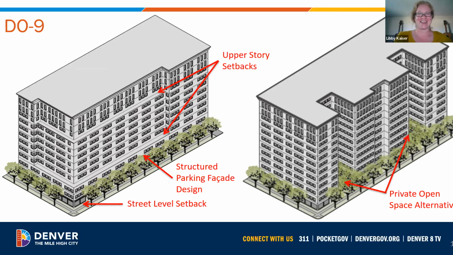Okay, thanks, Bill. So these graphics, like I said, show how the overlay could be applied. The building on the left utilizes a 5-foot street level setback and upper story setbacks to improve the streetscape and reduce the building's mass. In lieu of these setbacks, the building on the right provides private open space on at least 10% of the lot.